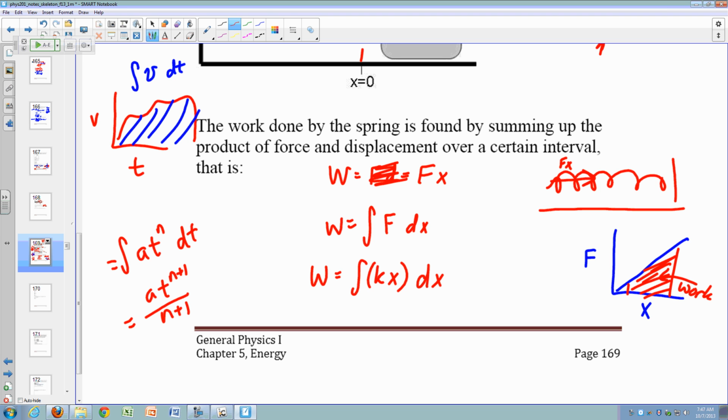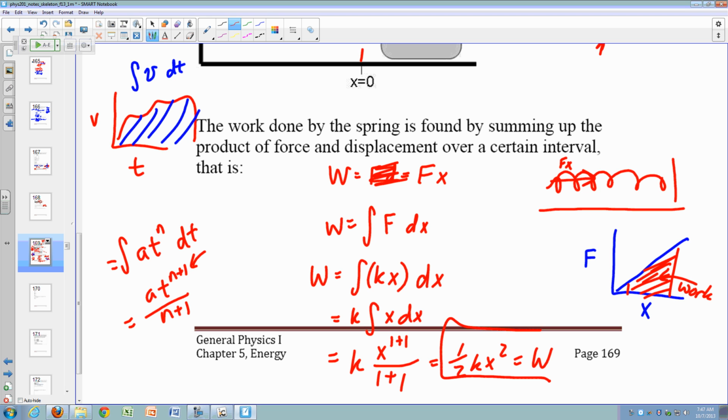And so what is going to be the integral of kx dx? This will be the same as k integral x dx. What's the integral of x dx? It's x squared over 2. So it's the same as k times x to the 1 plus 1 over 1 plus 1, where here I'm just letting n equal 1. If I rewrite that as 1/2 k x squared, so that's the work done to compress a spring over a distance x.